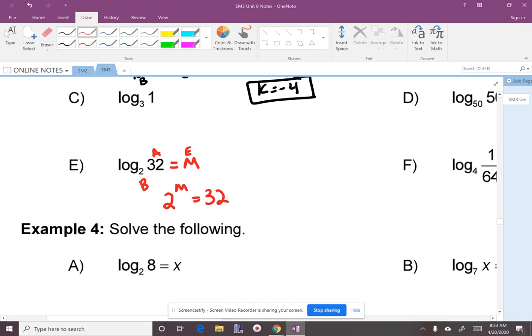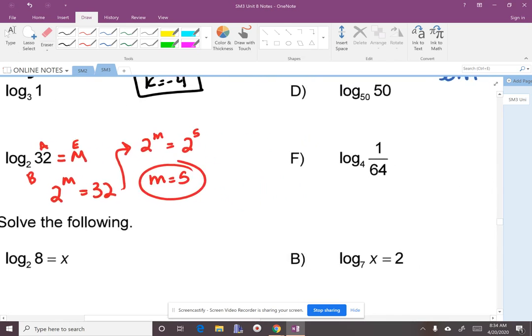And you're like, what the heck? Well, this is exactly 8.1. This is where we need to make the bases the same. So I get 2 to the m equals, and I know 32 is 2 to the 5th power. So if that's the case, I know m equals 5. So log base 2 of 32 equals the number 5.